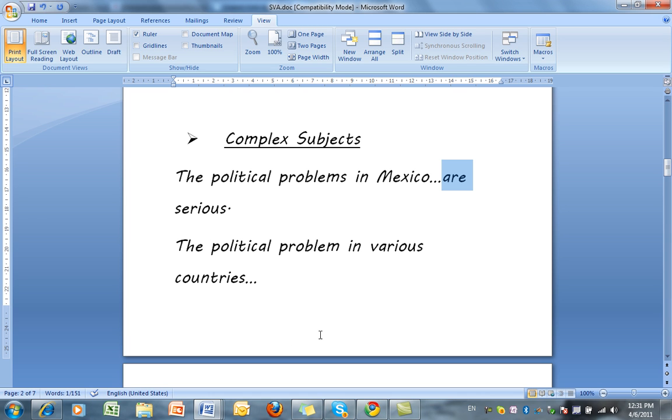The political problem in various countries. Well, this word suggests it might be plural. This one suggests that it might be singular. So for example, the political problem in various countries are or is?